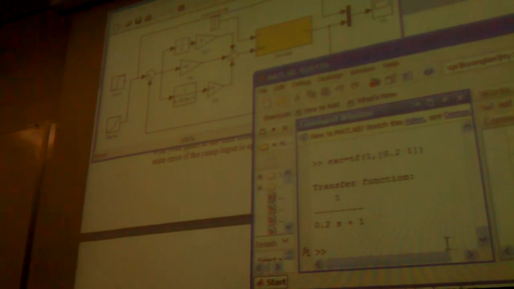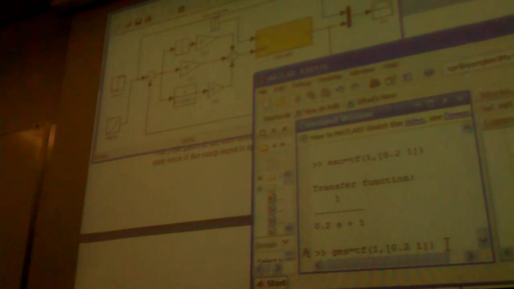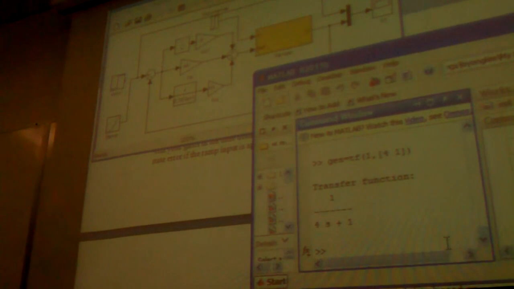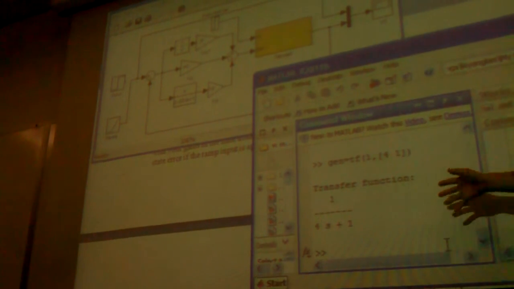Right? So my generator will be, I'm going to do the same thing like this. Generator is 1 over 4s plus 1. So I do have the generator, and the exciter is 1 over 0.2s plus 1. So I'm going to make a series. Okay? So now the total system transfer function.